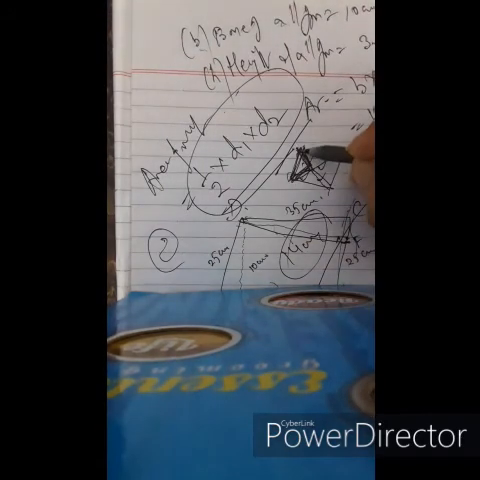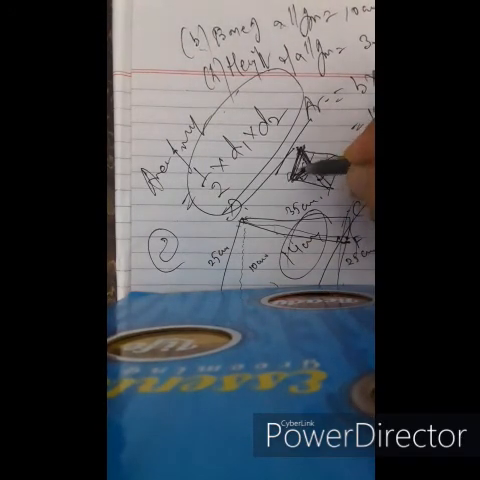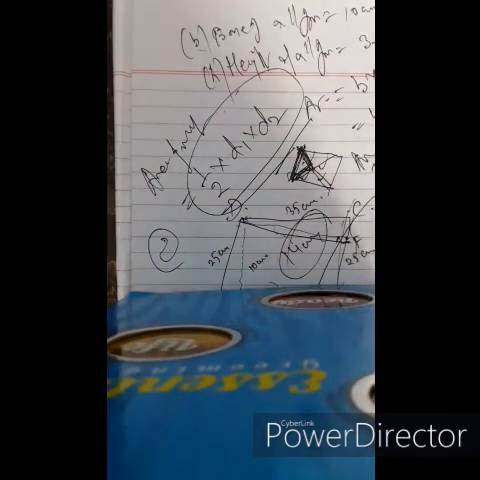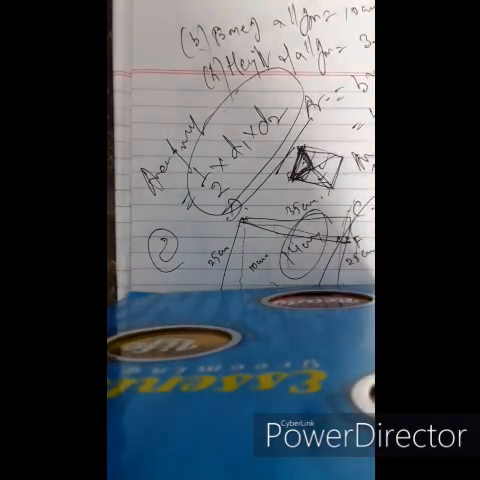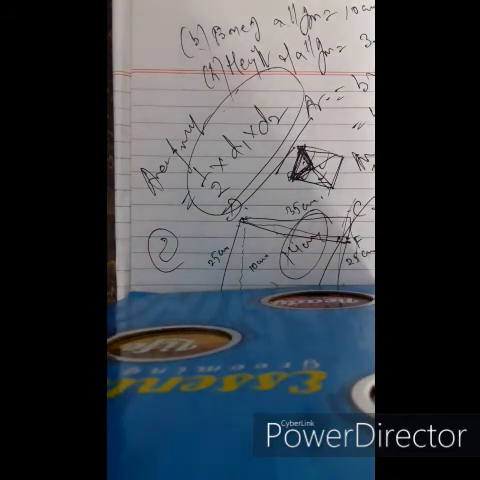Once we have derived this side, automatically all four sides of the rhombus are equal. We know the perimeter is 4 into side. Thus we are able to derive the formula for the perimeter of a rhombus, and substituting the values in 4 into side, we get the perimeter of the rhombus. That's very simple.